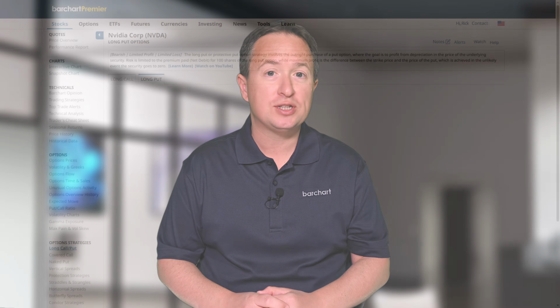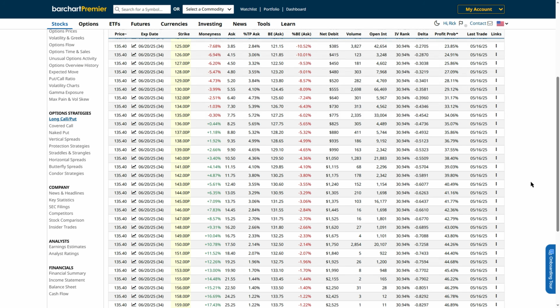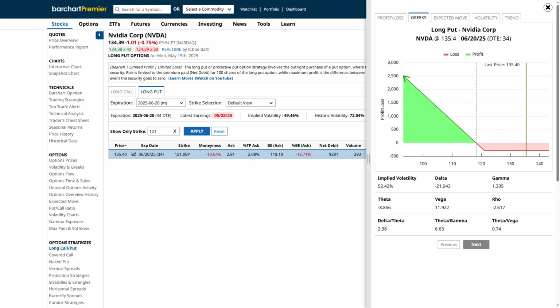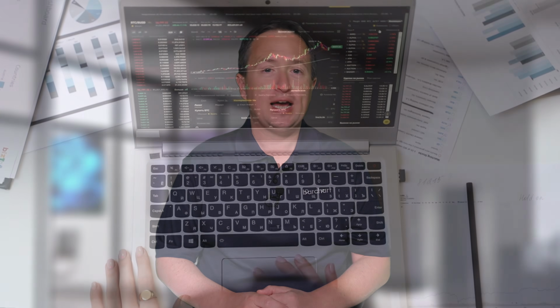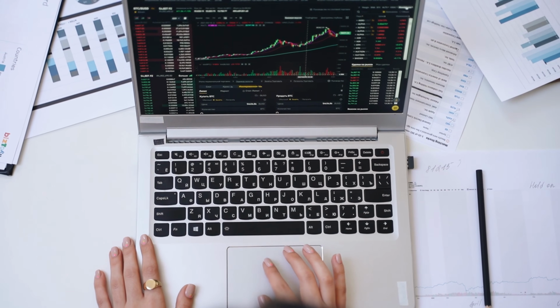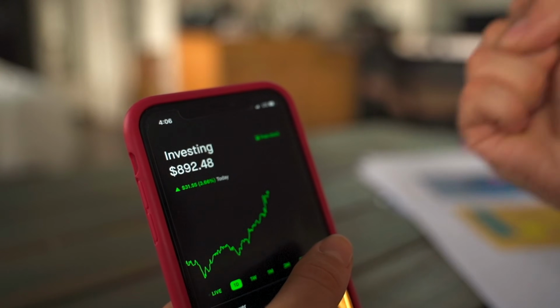Not exactly ideal. But now, with Barchart's P&L visualization tools, you can instantly see your break-even point, your expected move range, and how time decay chips away at your option's value. Everything is laid out before you place a trade, and that gives you an edge, allowing you to stay disciplined and make smarter, more confident decisions. No more guessing, just clean visual clarity to help you succeed in your trade.